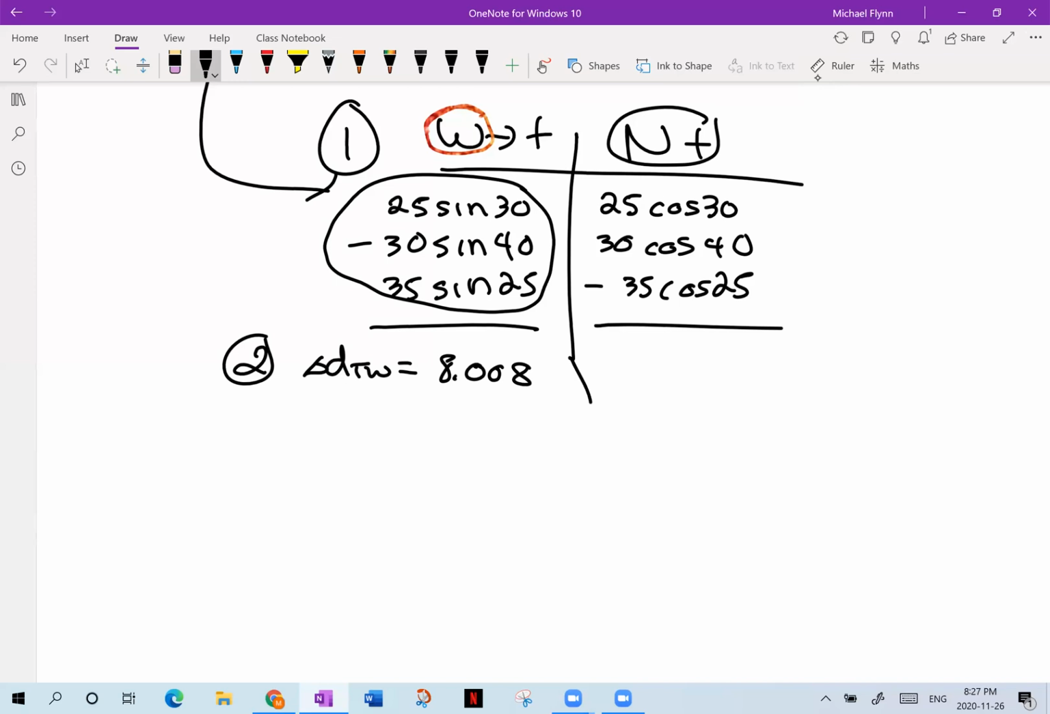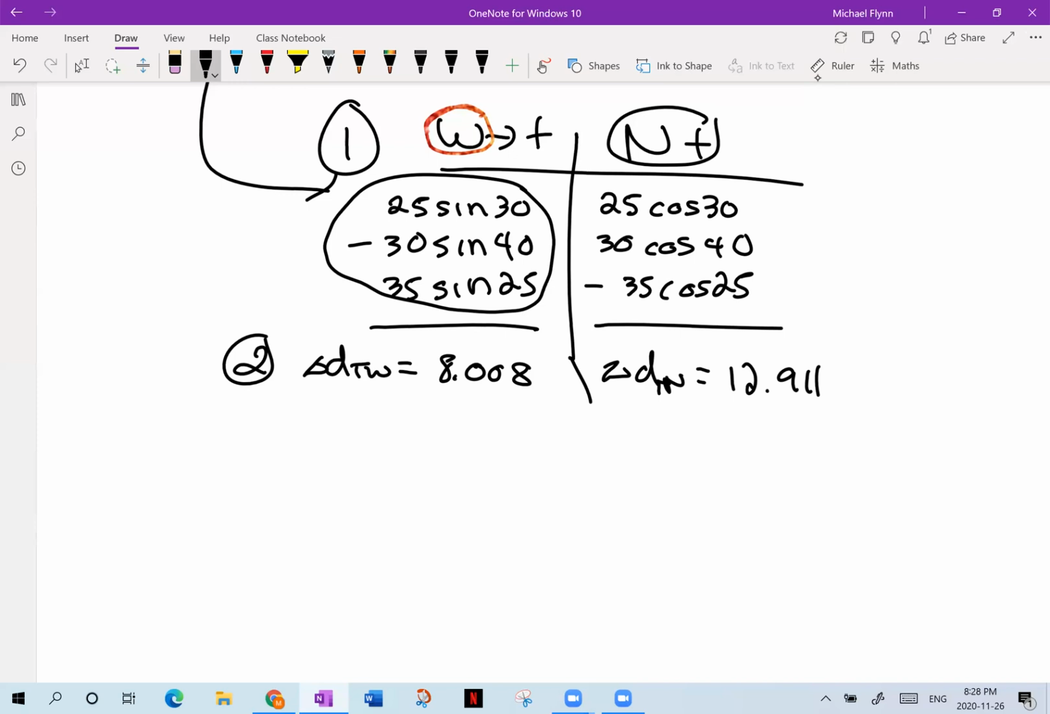Okay, now let's do the same thing with the north component. So I take out my calculator. I'm going to actually store that one in memory. Now I go to my north component. I go 25 times 30 cos, plus 30 times 40 cos, and then minus 35 times 25 cos equals, and I get 12.911. All right, so I've got my two components, the total north, the total west.